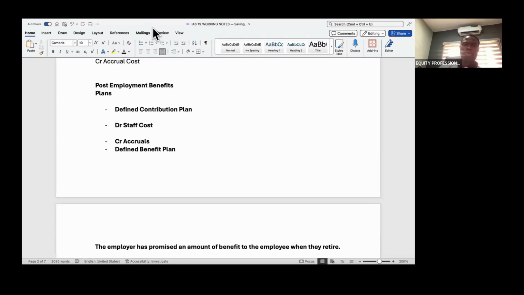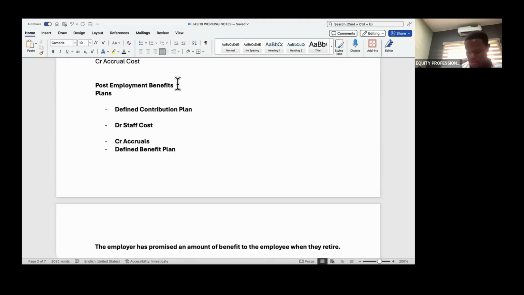Then we went on to post-employment benefits. And we said these are benefits paid to an employee when they retire. A benefit paid to an employee when they retire. And these benefits, that means the employee will work for them for all their service years. It's a benefit they will work for all their service years.